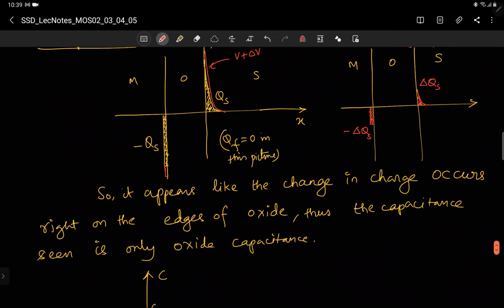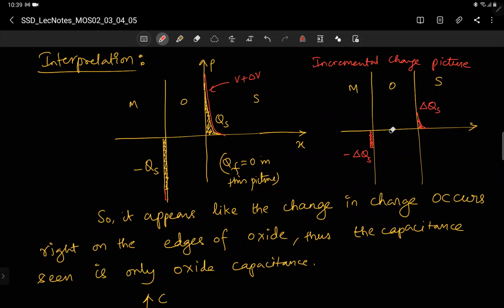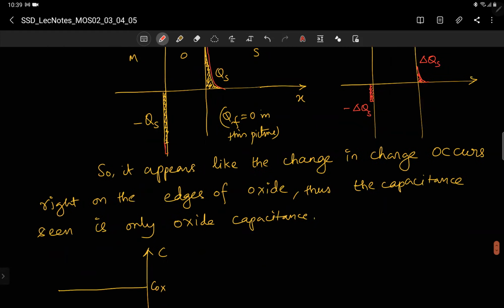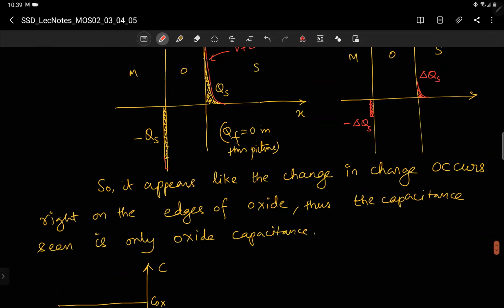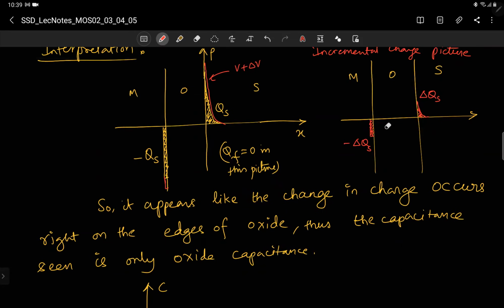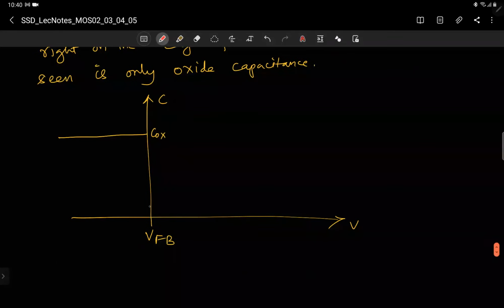If you see, it appears like the change in charge occurs right at the edges of the oxide. So the capacitance will be seen as the oxide capacitance. If you see delta Q by delta V, the change in charge is happening across the oxide edges, so the separation between the change in charge gives you the capacitance. Epsilon ox by Tox gives you the oxide capacitance only. So that's why in the C versus V plot, for V less than VFB, you have capacitance equal to Cox.